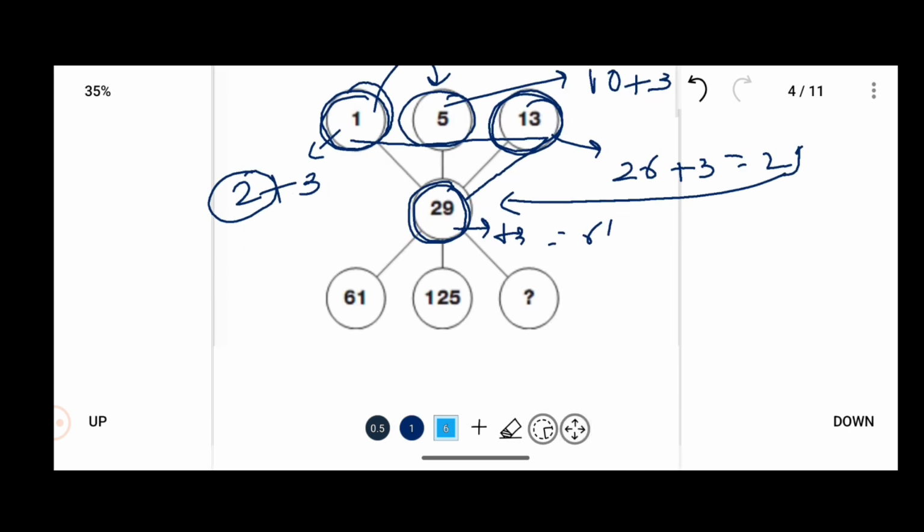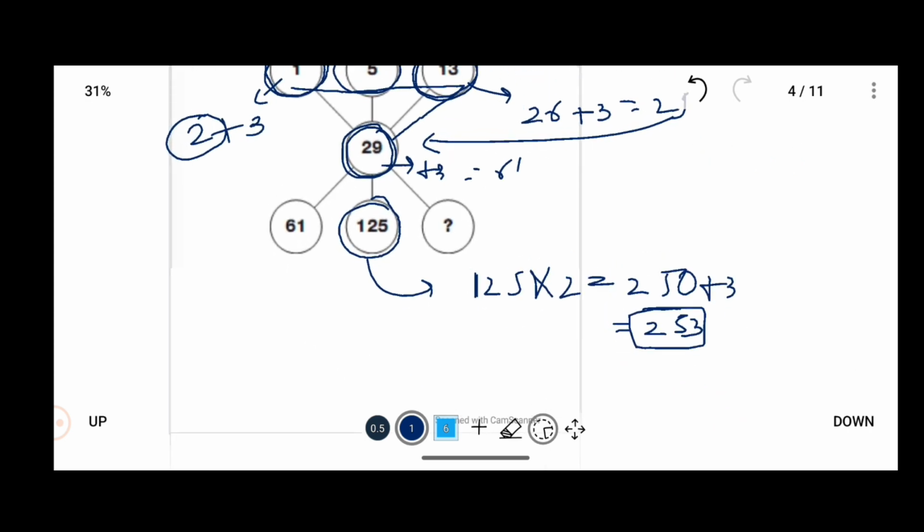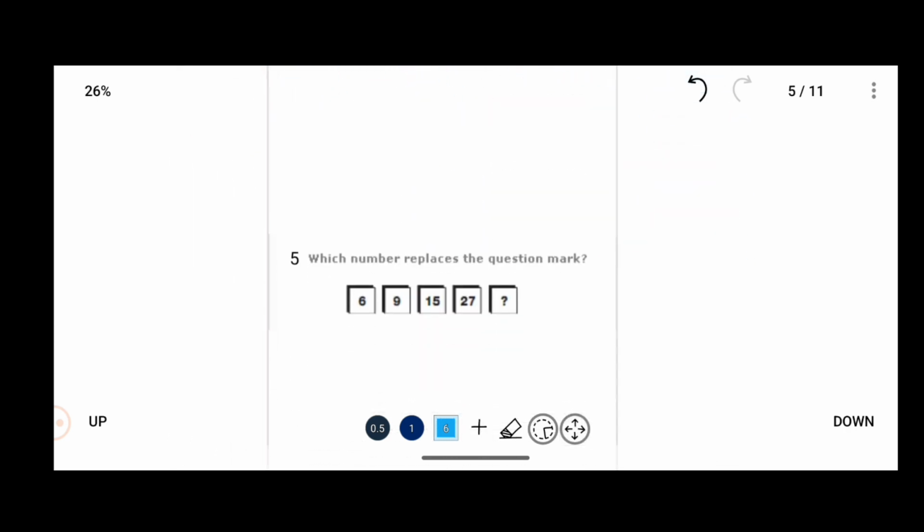61 into 2, right, which is 122, and then add 3 to it. It will become 125. And for 125, what we have to do? 125 into 2, which is equal to 250, plus add 3 to it, which will give us the answer 253. And this is your final answer. Okay, so your final answer is what? 253. So I hope that you would have solved this. Now let's move to the next puzzle.